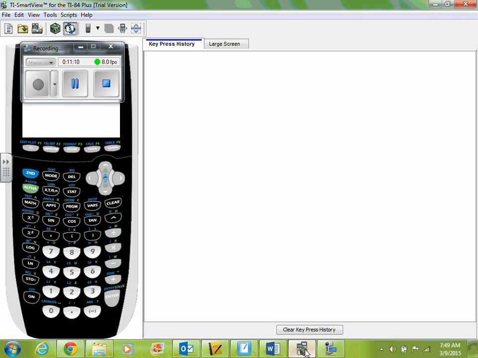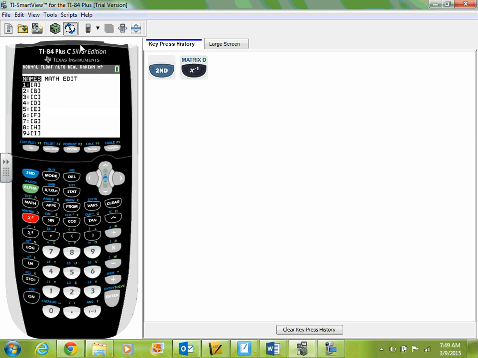Alright, so if you get out your graphing calculator, then your screen will look like this. And we're going to put this matrix into our graphing calculator. So the first thing you're going to hit is second, and then your x to the negative 1 button, so that pulls up your matrix screen. Okay, so you've got a screen that looks like this.